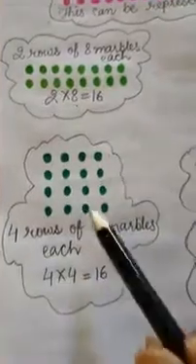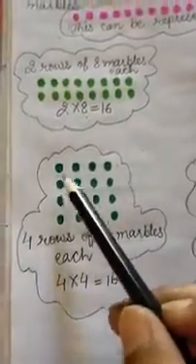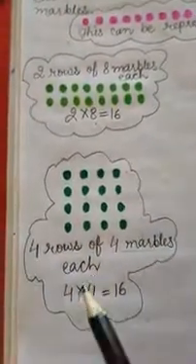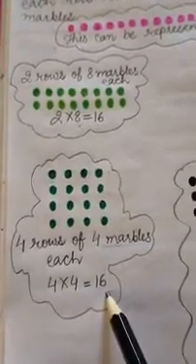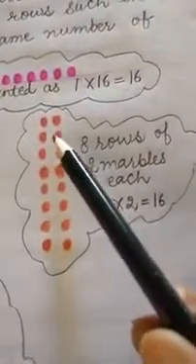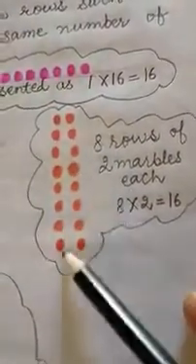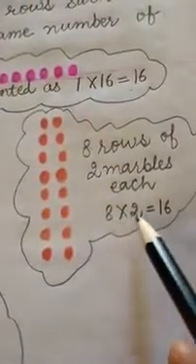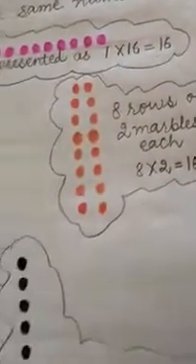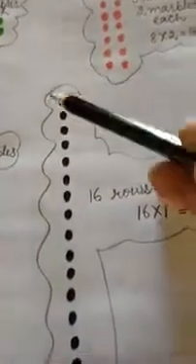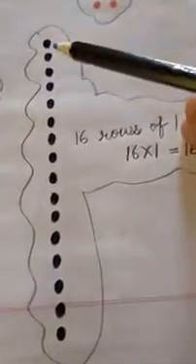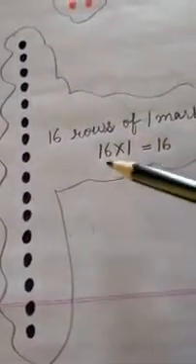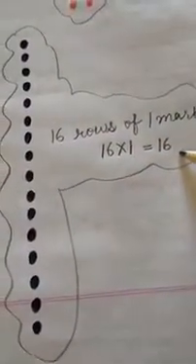Now there is a third way. Here she arranged 4 rows and each row has 4 marbles. So this can be written as 4 multiplied by 4 is equal to 16. Now see one more way. She arranged 8 rows and each row has 2 marbles. We can write 8 multiplied by 2 is equal to 16. Now see one more way. She arranged 16 rows and each row has 1 marble. So we can write 16 multiplied by 1 is equal to 16.